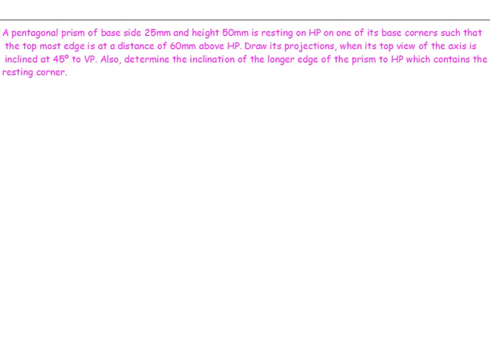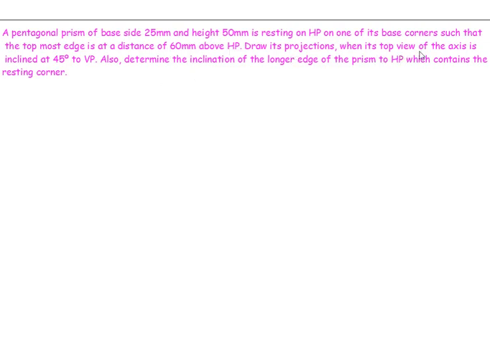Hello students, in this video we are going to understand the concept and also solve the pentagonal prism, with just one face added to a square prism which we have solved in the previous problem. So here it is a pentagonal prism of base side 25 mm, height 50 mm, resting on HP on one of its base corners such that one of the top edges is at a distance 60 mm above HP, that is nothing but the surface inclination.